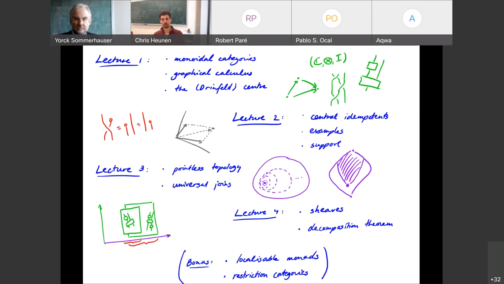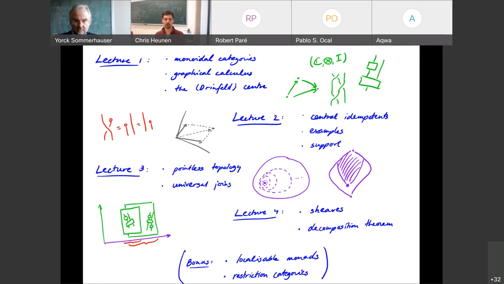I chopped it up into 4 lectures. These are the topics I'd like to talk about in the 4 lectures. So today we'll talk about monoidal categories, the graphical calculus that they come with that you can use to do computation with, and the Drinfeld center of a monoidal category. So as I said, I tried to start at the very beginning. Much of this is probably already known to many people, but it's good to all be on the same page, I think.